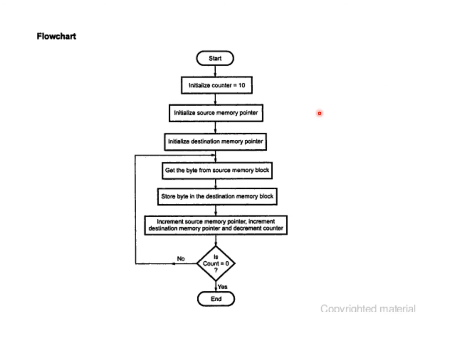This is the flow chart. Here the counter is 10, but I will execute for 5 because it would be quite lengthy. So note that the counter is now 5. Initialize the source memory pointer, initialize the destination memory pointer, then get the byte from the source memory location, store the byte at the destination memory location, increment the source memory pointer, increment the destination memory pointer, and decrement the counter. If the count is not 0, repeat this task, and after the count is 0, we end our program.